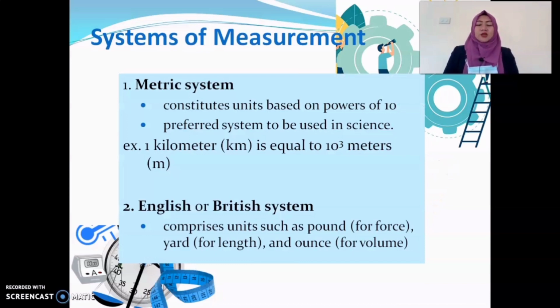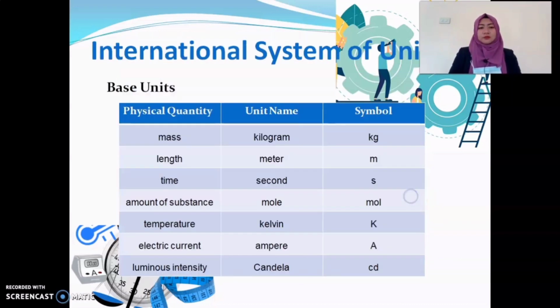Later on, measurement evolved into two systems. We have the metric system and the English-British system. When you say metric system, this actually constitutes units based on powers of 10, and this is the preferred system to be used in science. For example, 1 kilometer is equal to 10 to the third meters. On the other hand, the British or English system comprises units such as pound for force, yard for length, and ounce for volume.